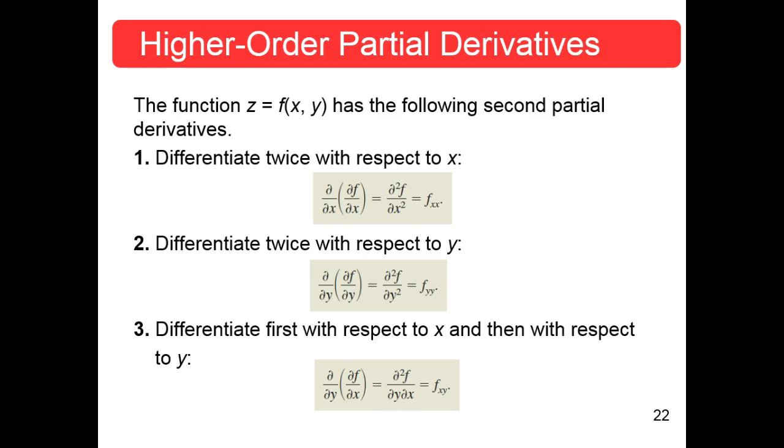Okay? Or, we could have differentiated first with respect to x and then with respect to y. That's legal too. So, the partial with respect to x of f is the partial of f with respect to x. Take the partial of that with respect to y, and you get the second partial of f.